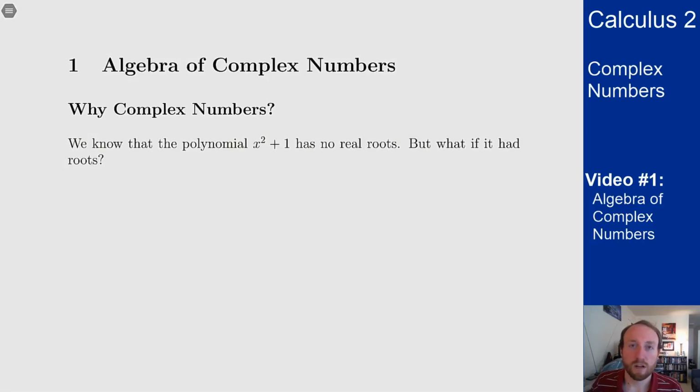In this video, we'll talk about complex numbers and the basic operations we can perform on them. So what's the point of complex numbers, and what are they and what do they do? We know that the polynomial x squared plus 1 has no real roots. This is the main fact we have from basic algebra.